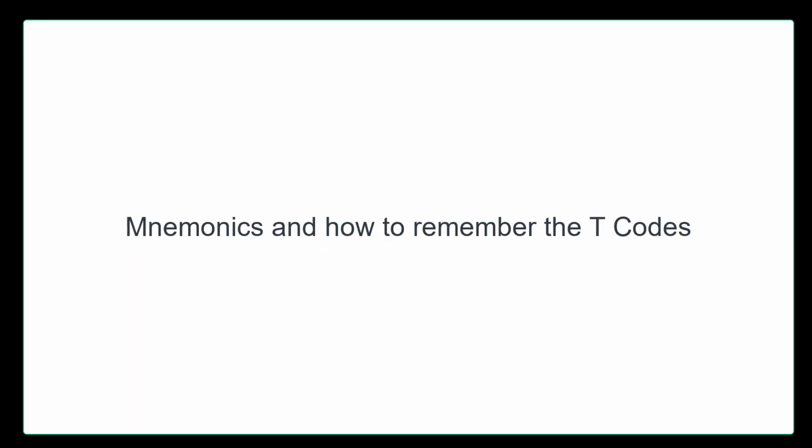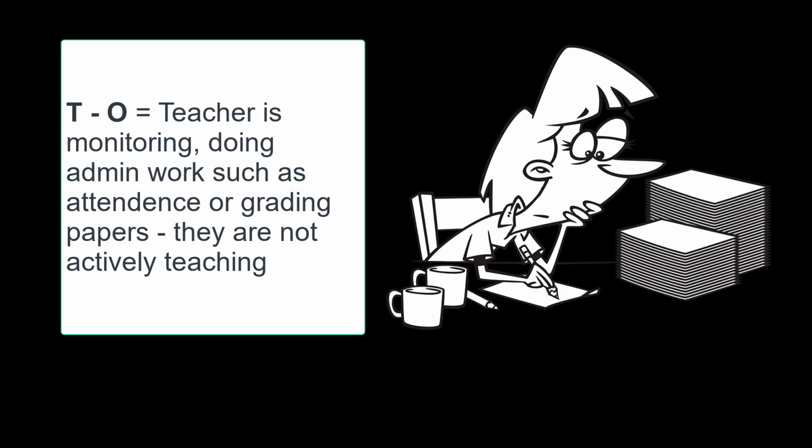So now I'm going to teach you how to remember the T codes very easily using images and mnemonics. So a T0 is used and coded when a teacher is not actively teaching the students. She or he may be doing paperwork, might be taking attendance, might be grading papers, might be just simply standing there and overseeing and monitoring the students, watching the students work, but they are not actively teaching or interacting with students at the moment. So think of the T0 and the 0 as there's zero teaching going on in terms of interacting with students.